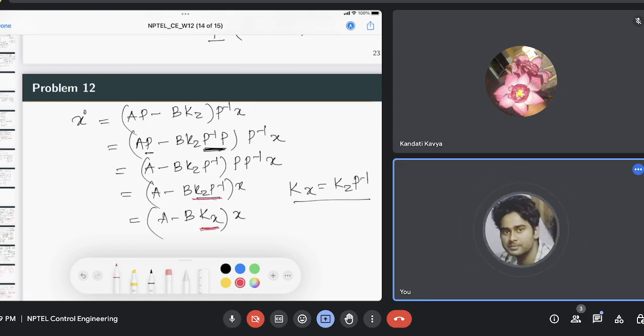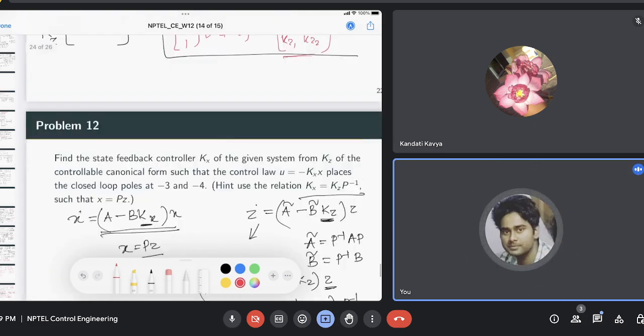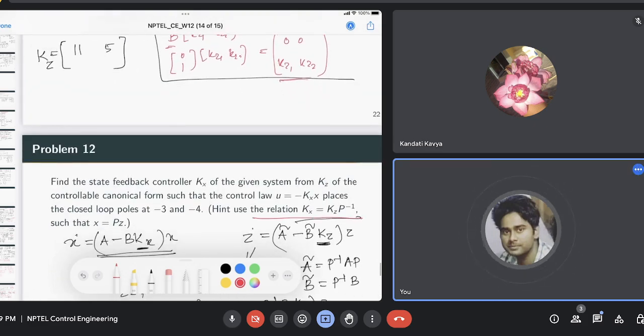So once we design in the controllable canonical form, we can easily obtain this in the given form if we just post-multiply with the P inverse. Okay, so we'll do that. That is also mentioned here. So this is this relation. So we have Kz, this one.